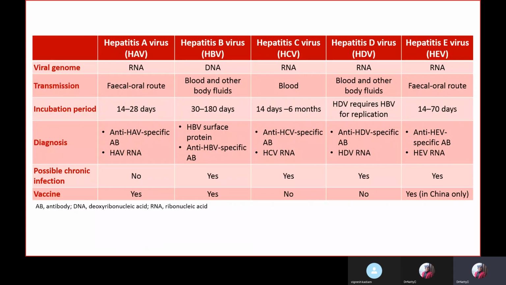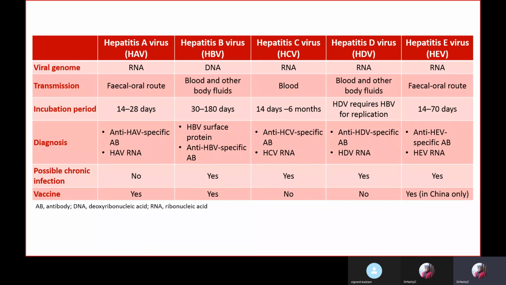And the route of transmission: hepatitis A and hepatitis E is a fecal-oral route, whereas hepatitis C is only blood transmission, which means any blood infected with hepatitis C, because of blood alone, hepatitis C can be transmitted. Whereas hepatitis B and D have both blood as well as other body fluids like saliva, CSF, GCF, urine, all the body fluids, through which hepatitis B and D get transmitted.